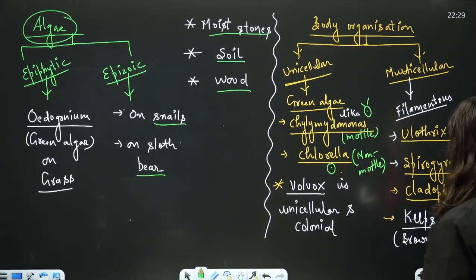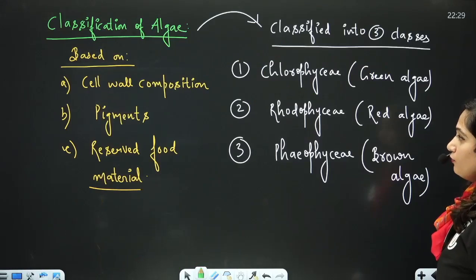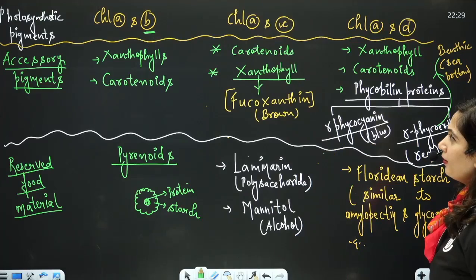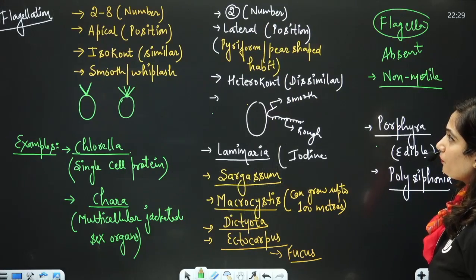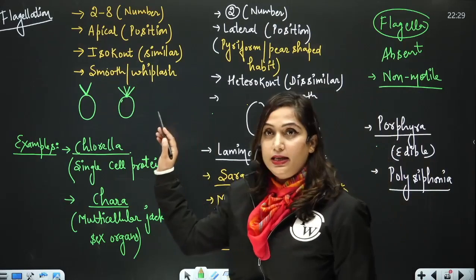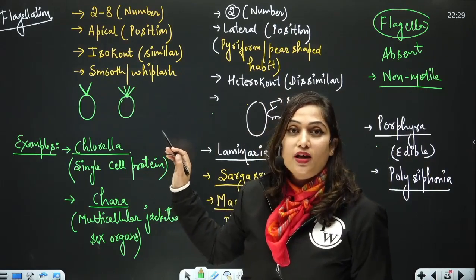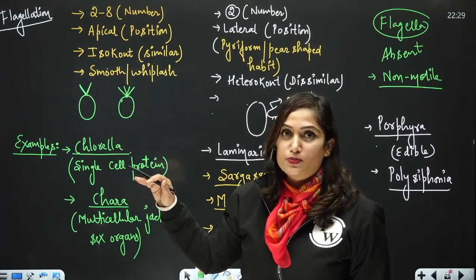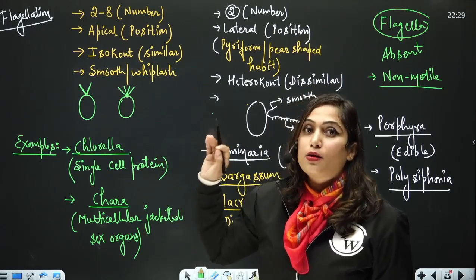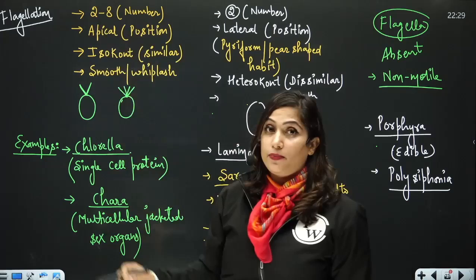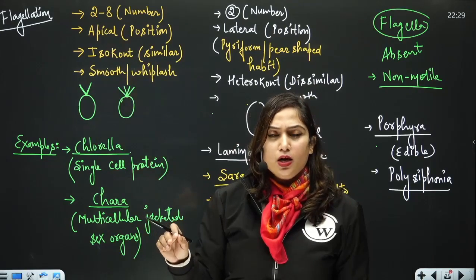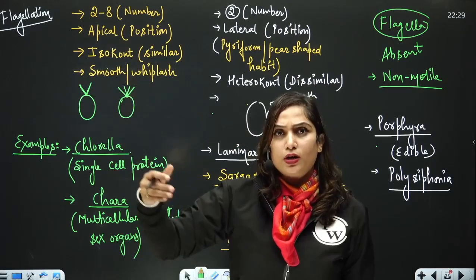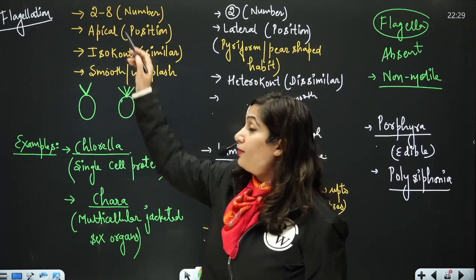Okay, let's move further. Yes, what I was saying. Okay, so in green algae, wherever the flagella is present, it can range up to 2 to 8. That means the green algae or the zoospores of green algae can have flagella 2, 4, 6, 8, right? The range can be 2 to 8.